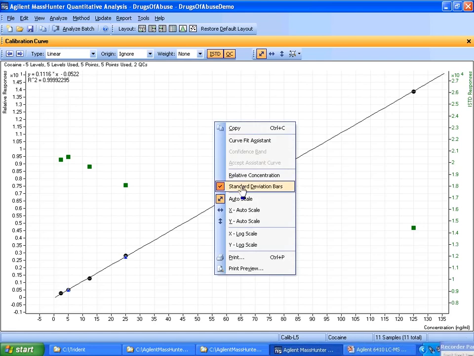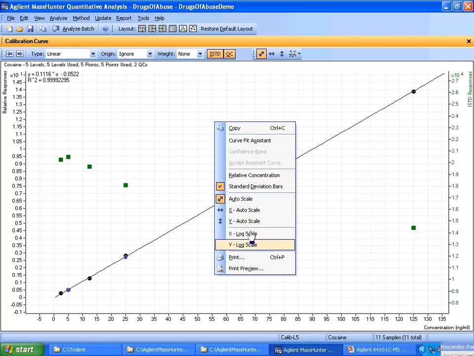Also, I've got standard deviation bars that I can turn on. In this particular batch, I've only got one replicate per level, but if I had more than one replicate per level, I would see standard deviation bars on that level. That's a nice graphical cue to see how you're doing in terms of your spread.